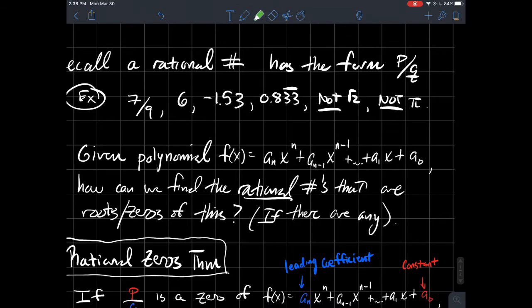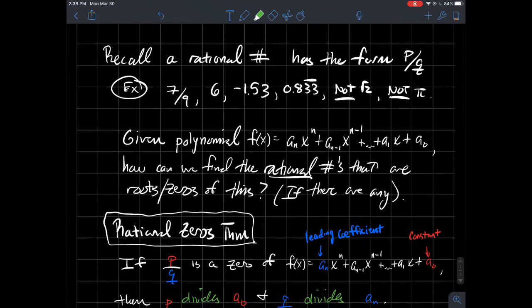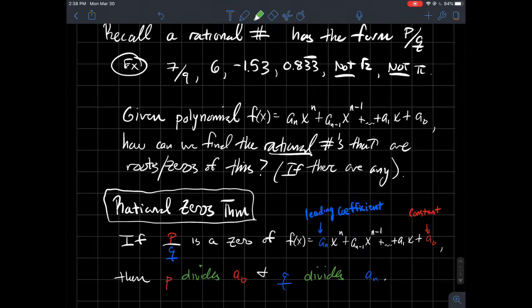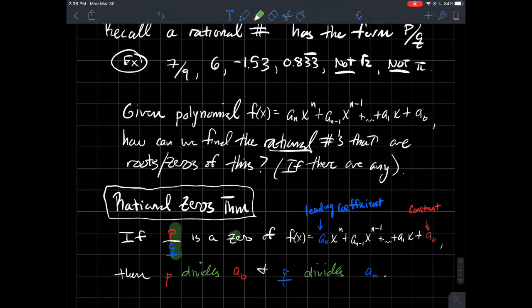Well, how do I find any nice rational numbers p over q that are zeros of this thing? There's this nice theorem from, I think, the 1700s about how to do that. If something like p over q is a zero of this polynomial, it turns out that this p and this q are related to some of the coefficients that you see in your polynomial. The thing you need to know is that p has to divide the constant, and that's what this says here. And then similarly, q has to divide the leading coefficient, and that's what this says here. That is what we're going to use to make a list of the possible nice fractions that could be a zero of a polynomial.